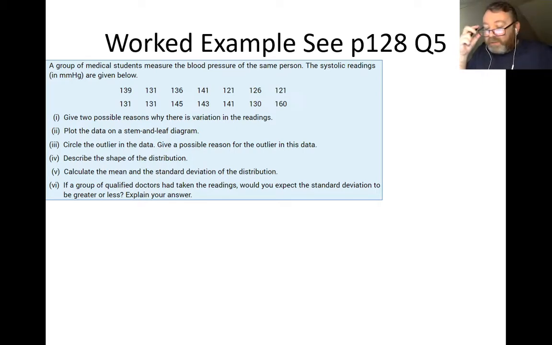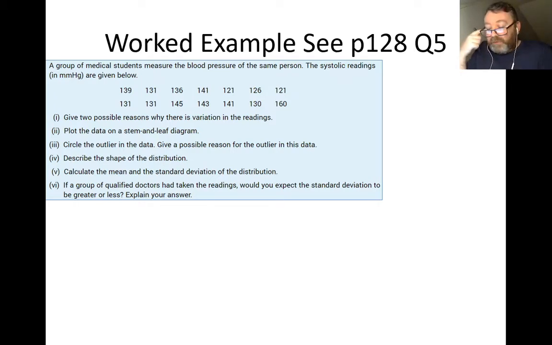A group of medical students measured the blood pressure of the same person. The systolic readings in millimeters of mercury, which just means how far the mercury travels up according to the blood pressure that the cuff finds in your arm, are given below: 139, 131, 136, 141, 121, 126, and so on, all the way up to 160. So let's have a look.